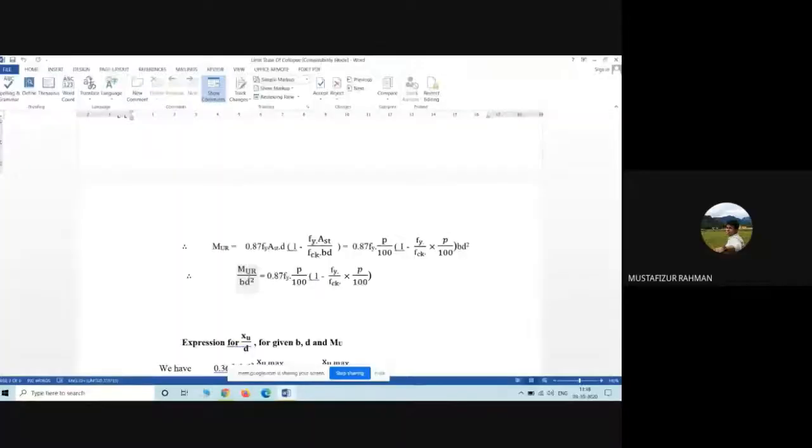By equilibrium, the external moment must be equal to the internal moment. So we can replace MU by MUR. MU is known to us. So from this equation, we'll be able to find out P.